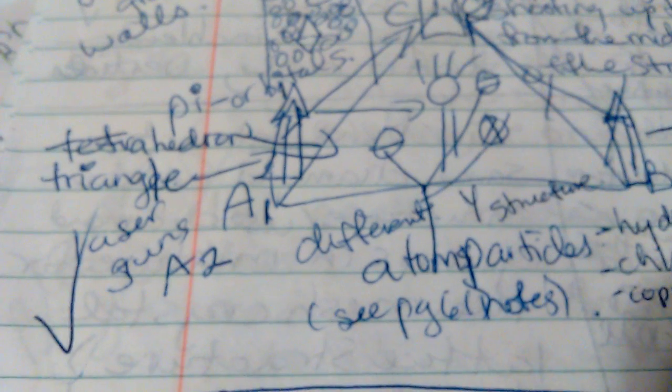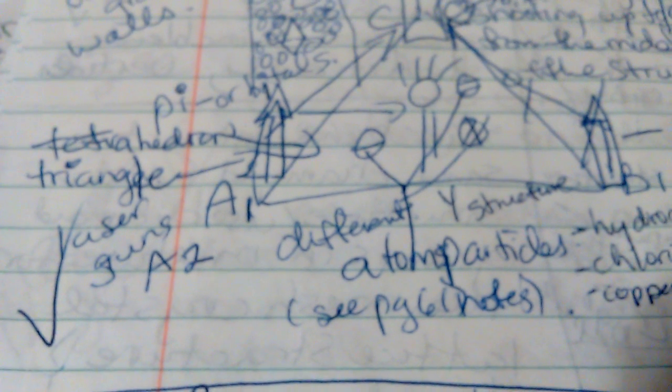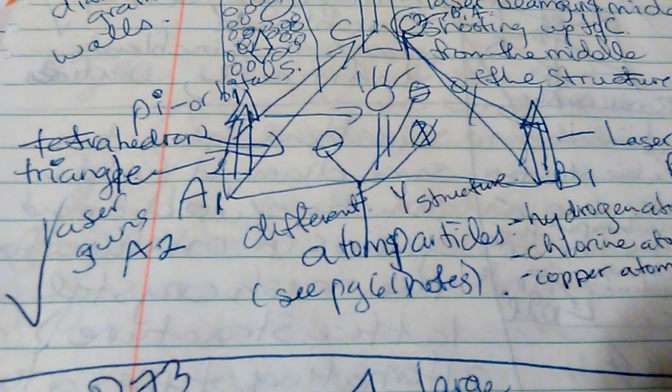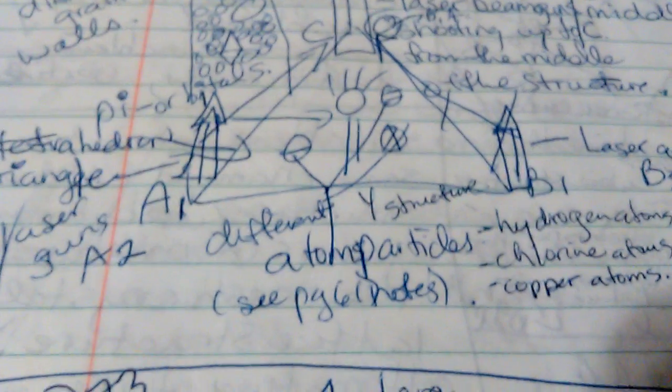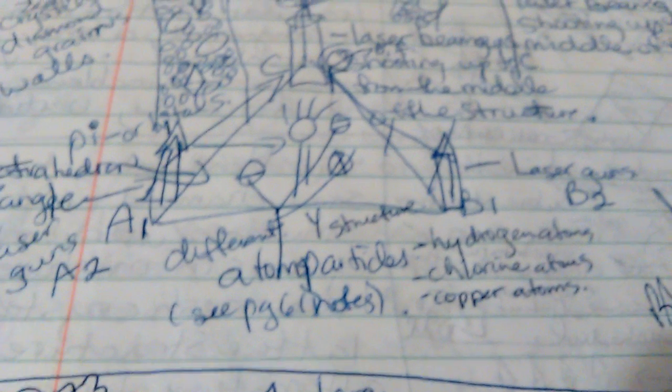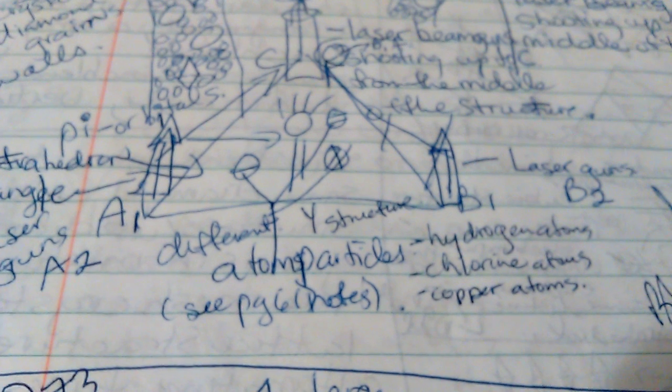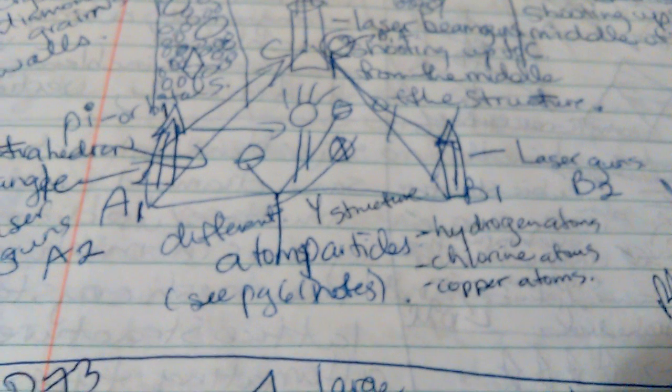So this is the tetrahedron triangle, laser guns A1 and A2. So we have all sorts of laser guns. We have A1 and A2 on the left side, and then on the right there's B1, B2. Oh, so there's two laser guns on either side of the tetrahedron triangle, A1, A2, and B1 and B2.